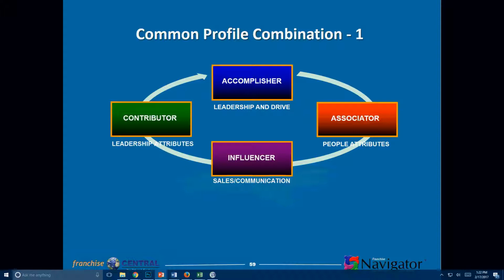Okay, so we've come up with some typical profile combinations. This would be the dominant accomplisher, and then the subordinates are the associator, influencer, contributor. So this person is going to be more sales and marketing than leadership oriented. But it all switches when the influencer goes here and the contributor goes here or here. Now, the good news is you don't need to become a behavioral psychologist to figure all this stuff out. We do it for you. It's all fully automated.